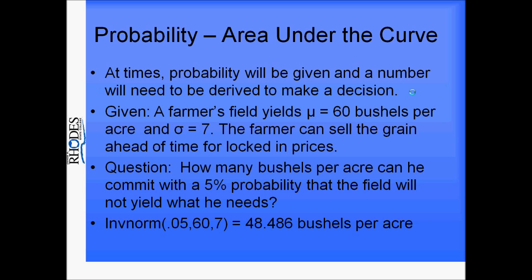So when you plug that in, it comes out to 48.486. And what that means is a farmer can commit to the elevator that, basically, I can lock in or make a contract for my field to yield 48 bushels per acre, and the probability that I get stuck having to pay for that contract because the yield wasn't what I thought it was is only 5%. So I'm basically 95% confident that I can meet that contract at 48 bushels per acre.